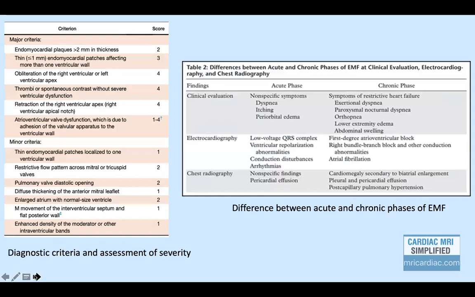There are different diagnostic criteria, but more importantly, endomyocardial plaques more than 2 millimeters in thickness, along with that typical 3-layered enhancement, are described. The disease is very rare, but it is important to know its radiographic features. Clinical presentation could be either acute, where it could be non-specific symptoms like dyspnea, itching, or any type of pancarditis, or the chronic phase when the patient presents with restrictive heart failure.